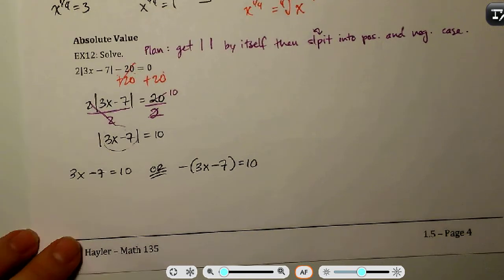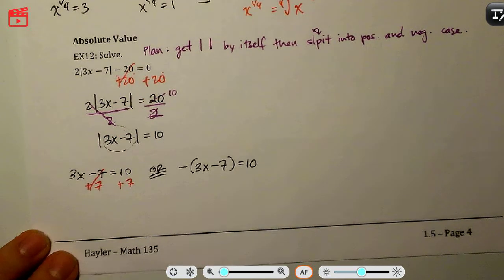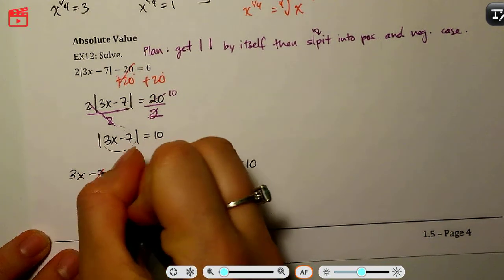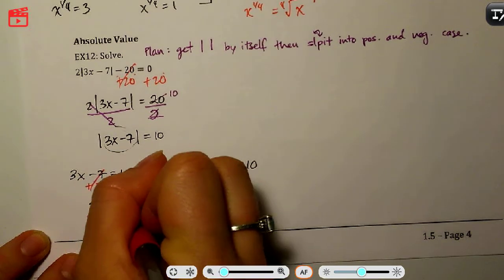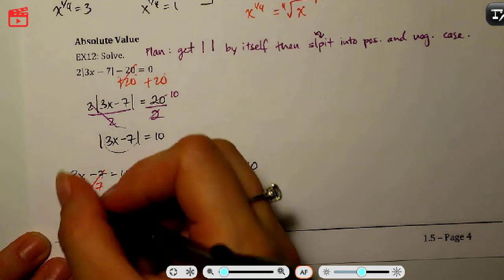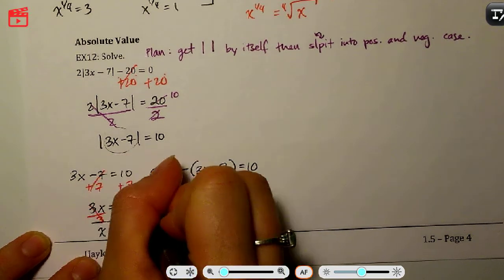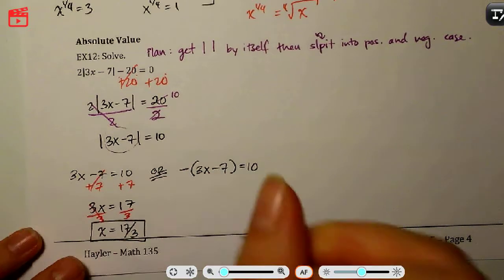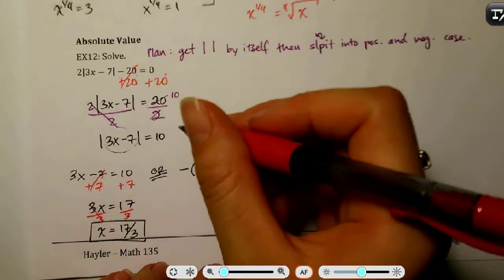Okay, add 7 to both sides. That's going to be 3x equals 17. Dividing 3 both sides, x equals 17 over 3. And it's okay to leave it in this form, unless you're asked to answer in some other form. And okay, let's go ahead and solve the other side as well.